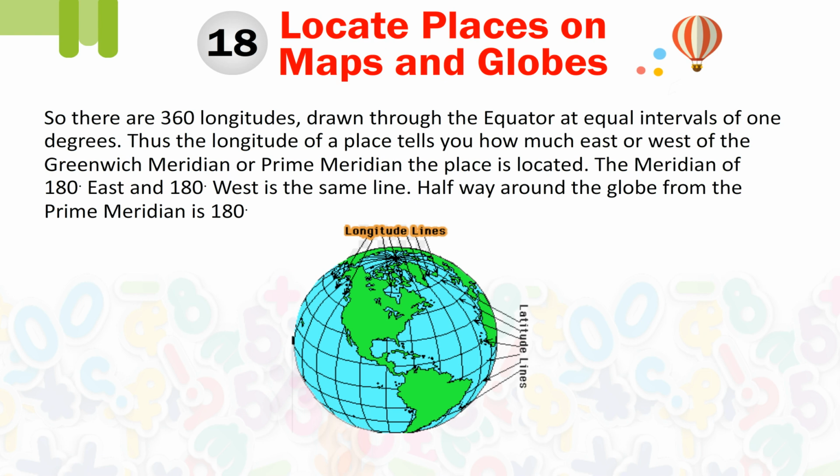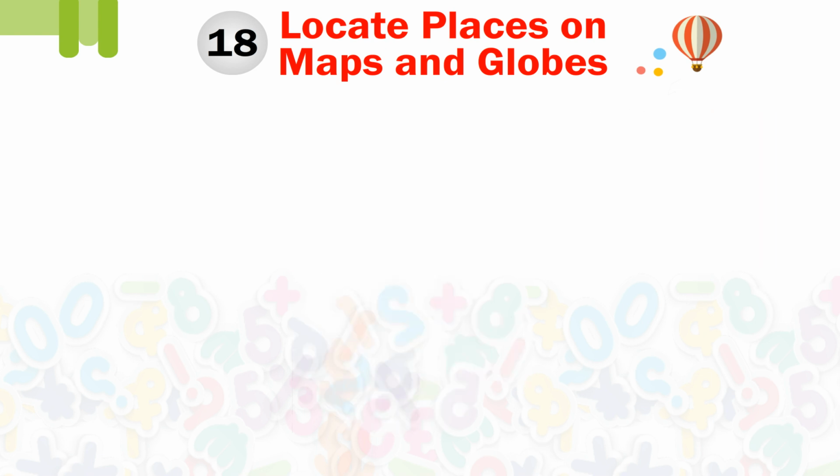Thus, the longitude of a place tells you how much east or west of the Greenwich meridian or prime meridian the place is located. The meridian of 180 east and 180 west is the same line. Halfway around the globe from the prime meridian is 180 degrees.